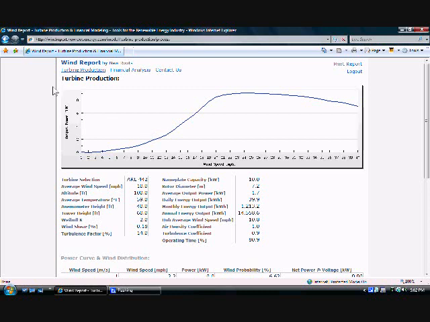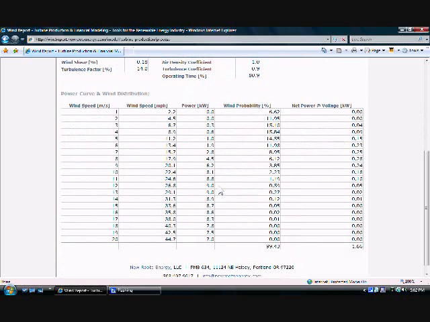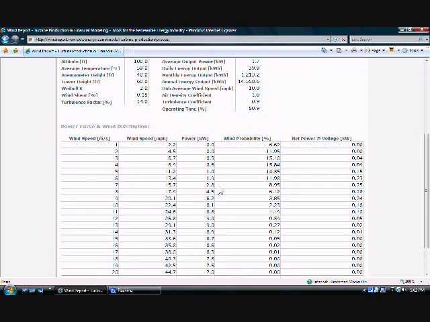Your wind report will first start with a turbine production chart. This is a turbine power curve from the manufacturer, and the next section gives you the annual, monthly, and daily energy output of the turbine, given your site-specific data. As you scroll down, there are more technical data points based on your input.